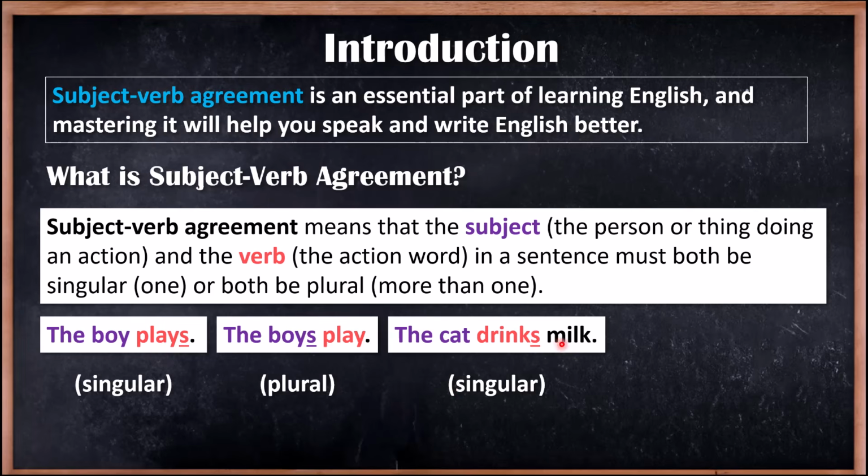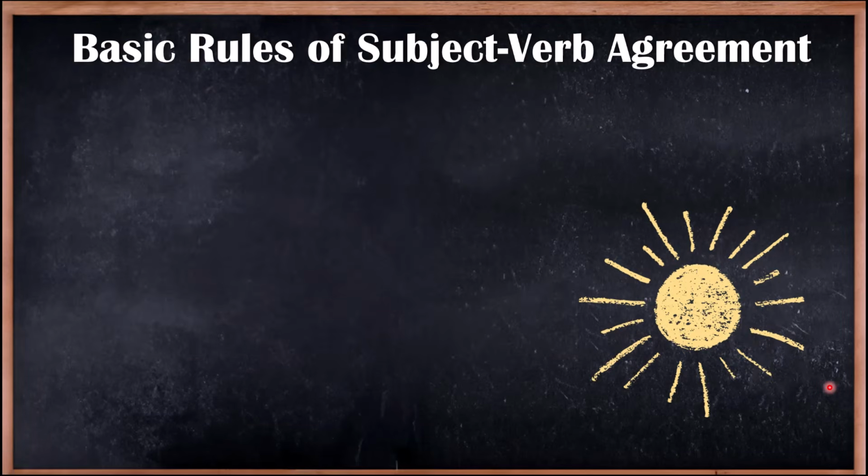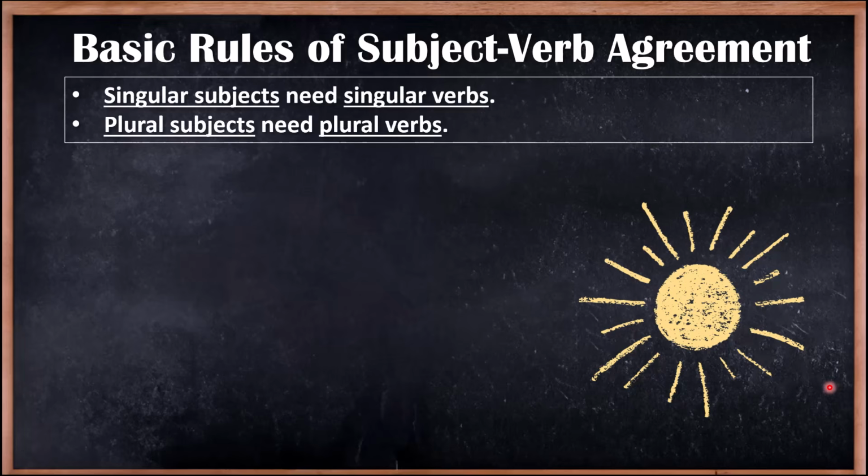The cat drinks milk. Here we have a singular subject, one cat. So the verb is also singular, drinks. I know it seems strange that a singular verb ends in S, but that's how it is in English. And if the subject is plural, the cats, we have a plural verb, which doesn't have an S. The cats drink milk. So let's look at some more examples. So essentially, singular subjects need singular verbs, and plural subjects need plural verbs.